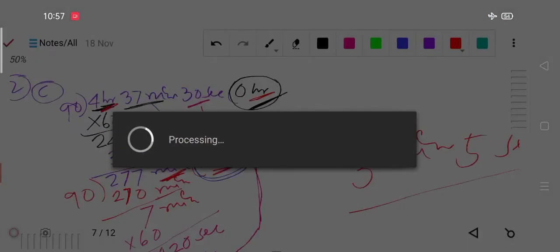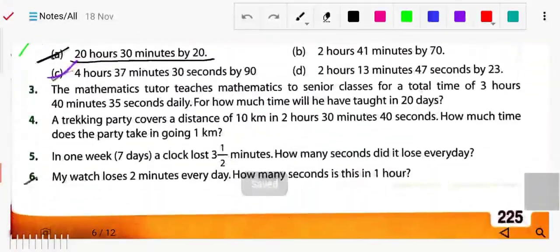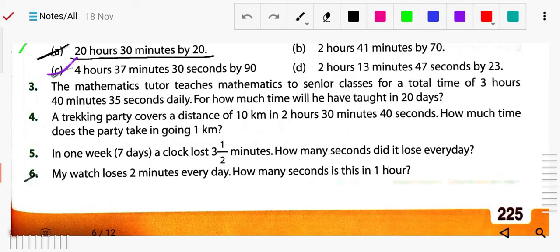Now we will see the next question. Next question is number 3. You can see in number 3, a mathematics tutor teaches mathematics to senior classes for a total of 3 hours 40 minutes and 35 seconds daily. For how much time will he have taught in 20 days? Means in 20 days how many hours will be taught? Every day he teaches 3 hours 40 minutes and 35 seconds.